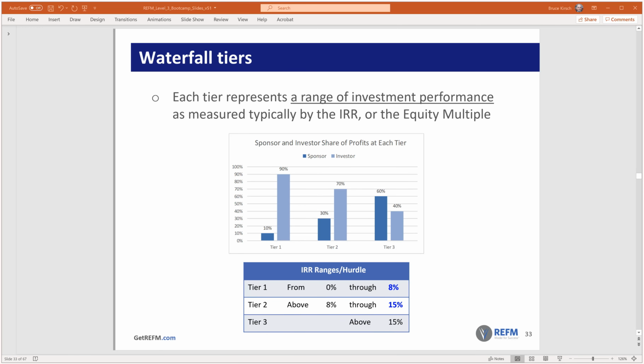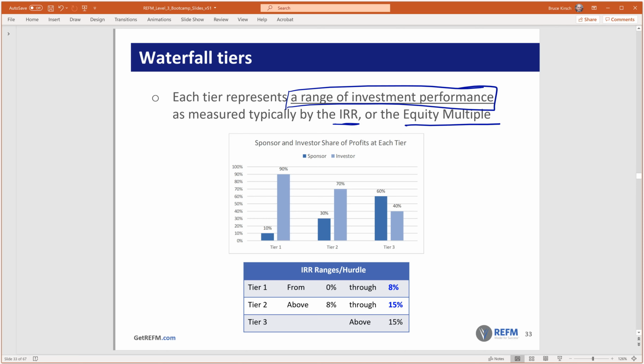The best way to think about a tier is as a range of investment performance. And it's typically measured by the IRR, but in some cases it's measured by the equity multiple. Let's use IRR as an example here. So the range of performance for Tier 1 in this case, if the preferred return hurdle is 8%, would be an 8% IRR.